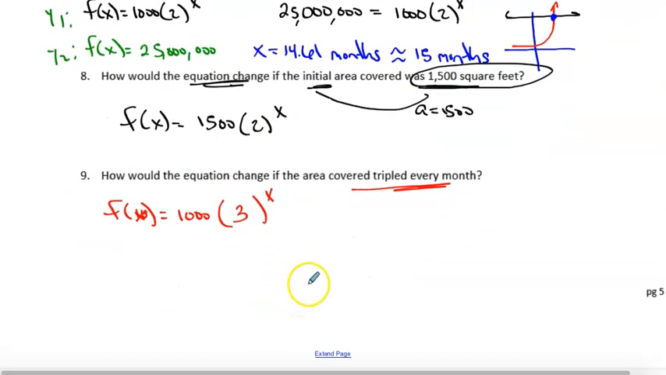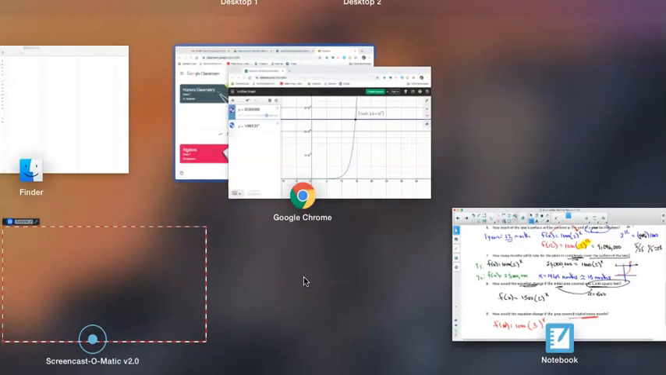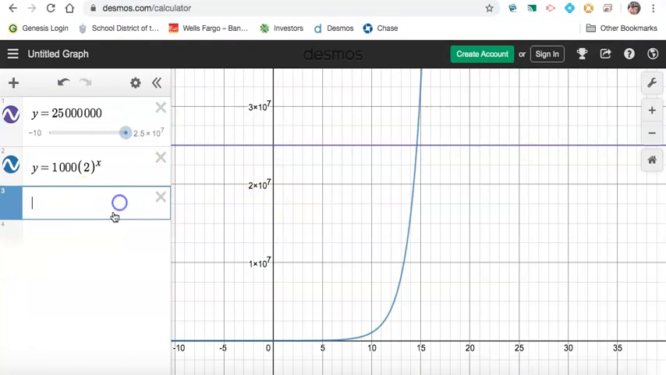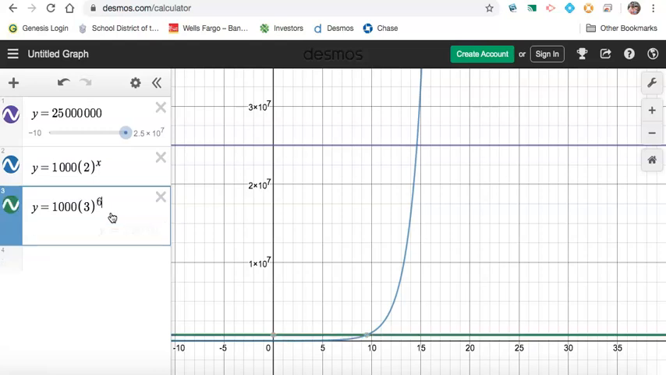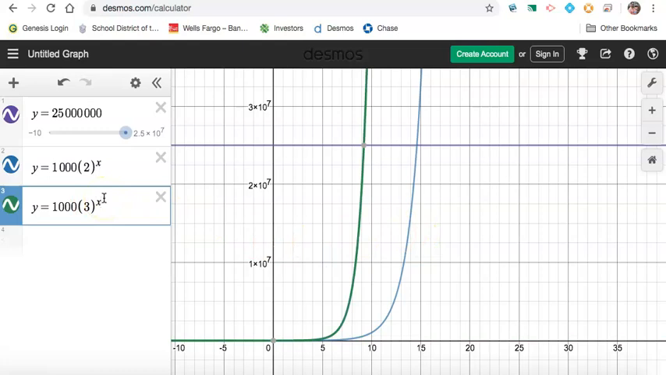And while we have it up, why not? Let's take a look at it. Let's make a third equation here. So y equals 1,000, parentheses 3, shift 6 gives me the caret button, and then 3 to the x power. And then you can see how it changes, and obviously tripling will get there a little faster than doubling.